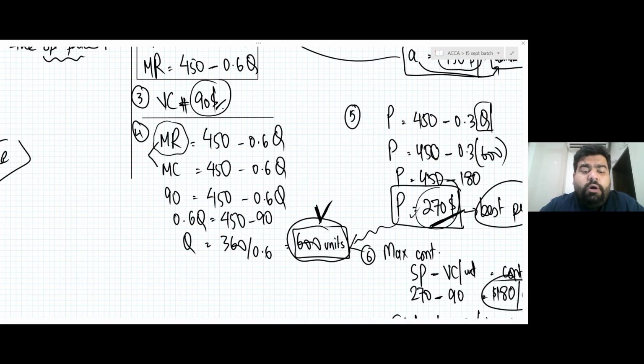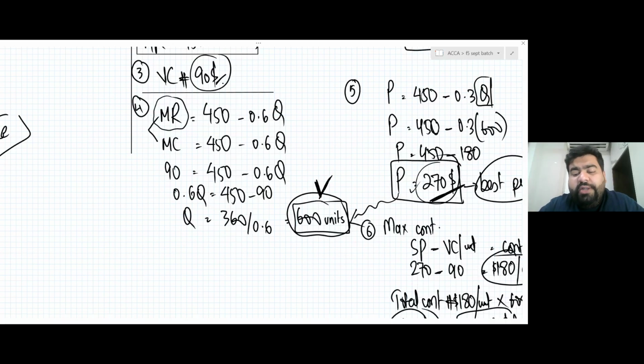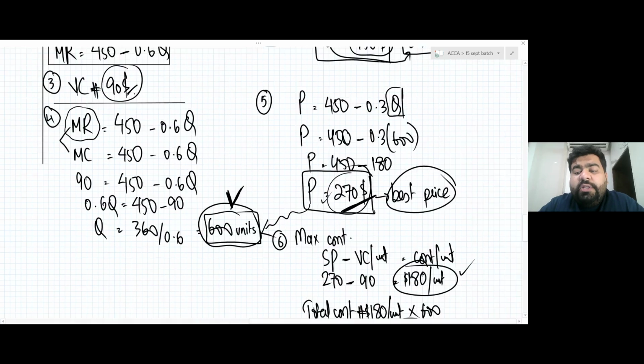Obviously, if you want to see at which point you will get the maximum contribution, we have discussed earlier that it is the point where marginal revenue and marginal cost become the same. So we substitute marginal cost, which was 90, in the marginal revenue formula. So the formula is 90 is equal to 450 minus 0.6Q. From here we'll get the quantity as 600.